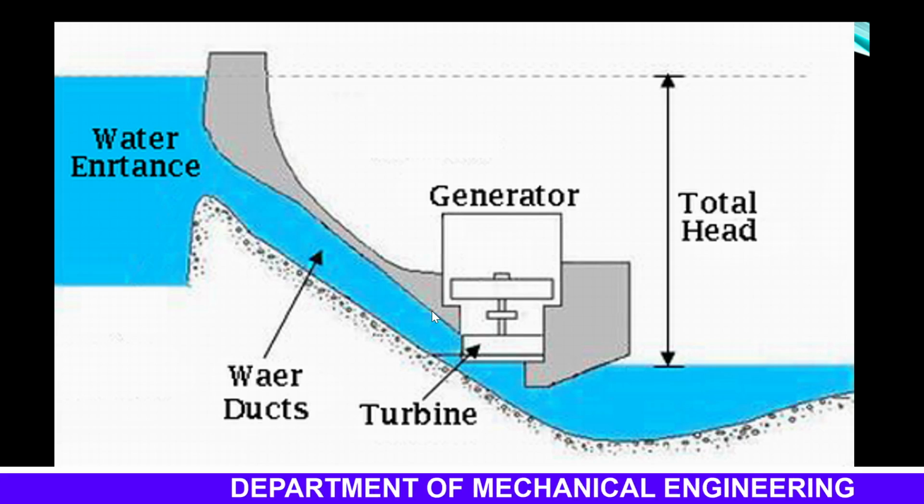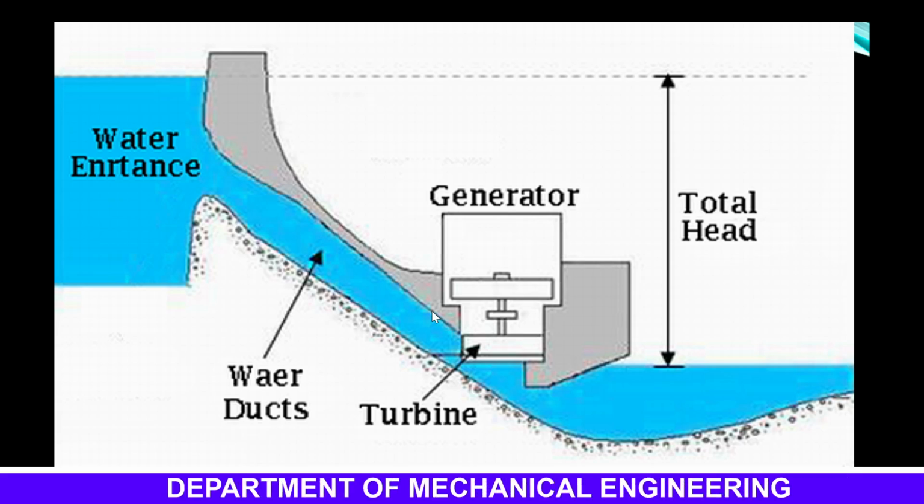Now let's look at the various types of heads. Here you can see this is the head race and this is the tail race. The gross head is denoted by H subscript G. Gross head is the distance between the head race and the tail race. The difference between head race level and tail race level when no water is flowing is known as gross head.